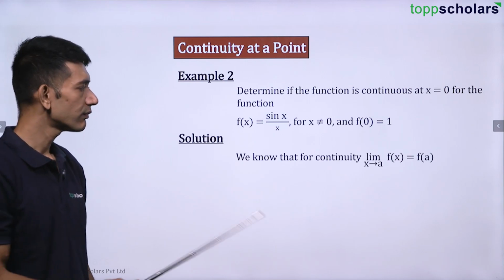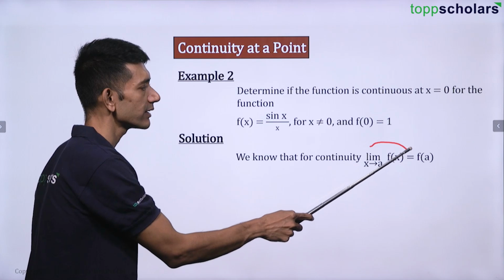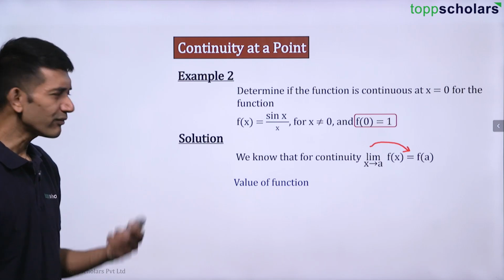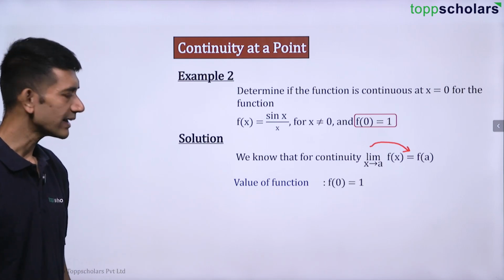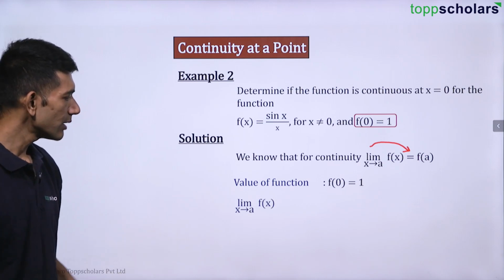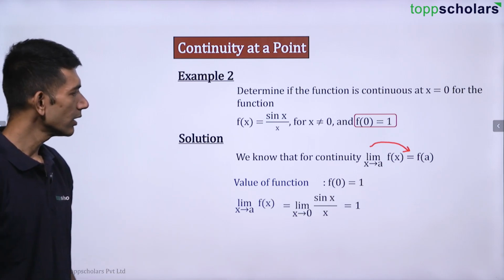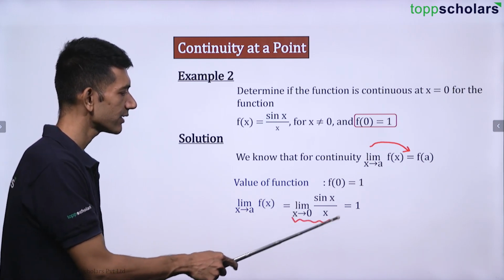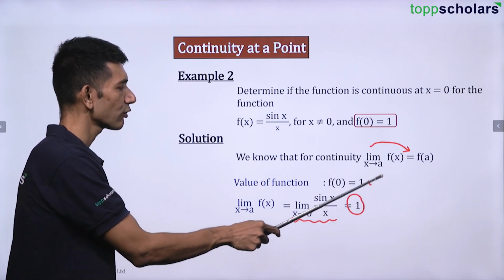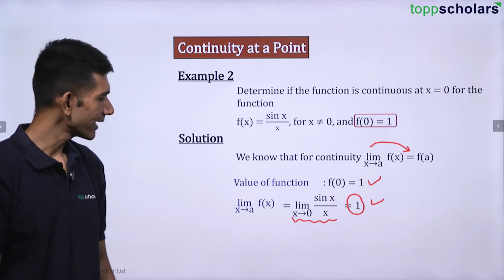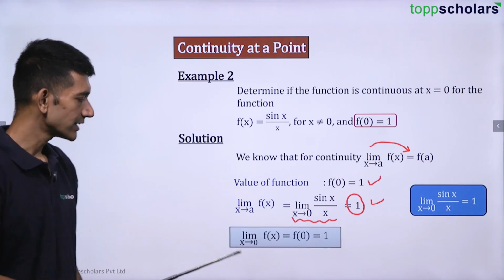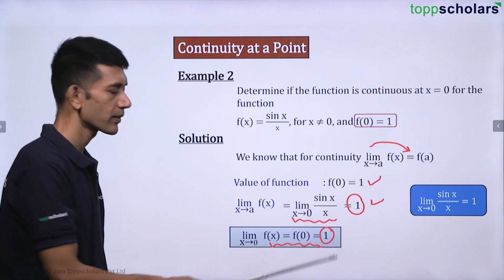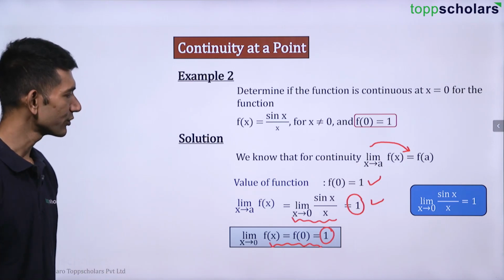Now we know that for continuity, the limit as x tends to a of f(x) is nothing but f(a), isn't it? So we'll find out the value of the function first. f(0) is already given as 1. So directly we can say that the value of the function f(0) is 1. So the limit as x tends to a of f(x) is equal to the limit as x tends to 0 of sin x by x. The limit as x tends to 0 of sin x by x is nothing but 1. So can I say this is also 1, this is also 1. So we can say that the limit as x tends to 0 of f(x) is equal to f(0), which is nothing but 1. Clear? I hope this part is clear to all of you. Simple. So what can we say?